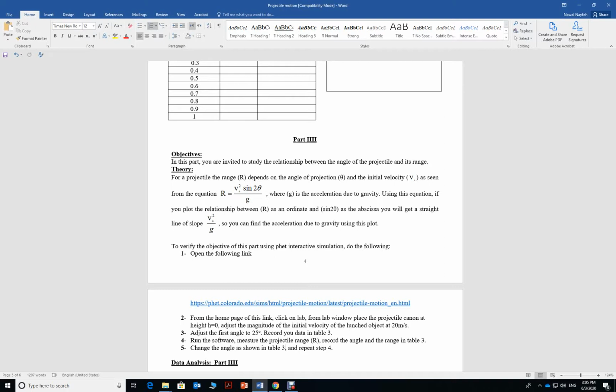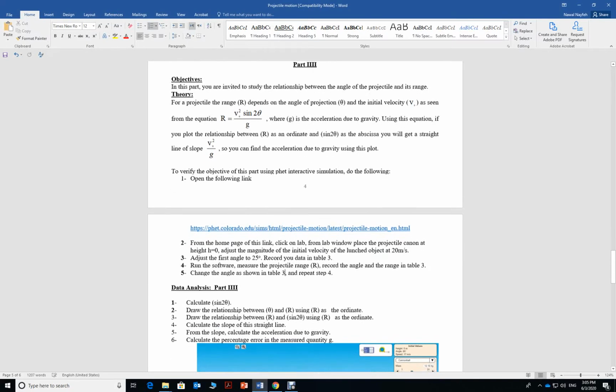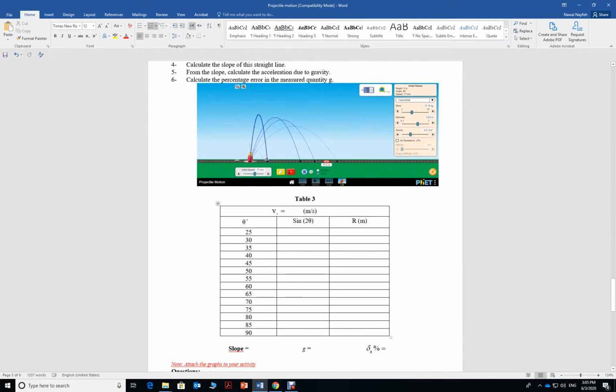So now we'll change the angle theta, and for each theta we'll measure R, and then we can use the relationship between R and sine 2 theta to find the gravity. The height we'll keep constant, as mentioned here, h0. We'll start with an angle equal to 25 degrees, and the initial velocity we'll keep constant at 20. Then we'll change the angle as shown in the table here. For each angle, of course, the velocity is constant, equal to 20, and only the angle will change. For each angle we'll measure R, and we can easily calculate sine 2 theta.